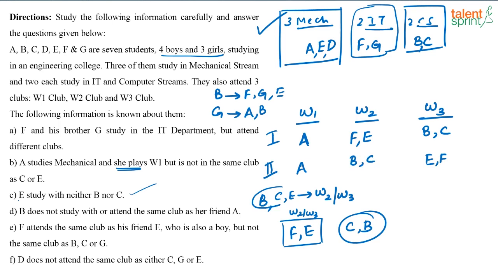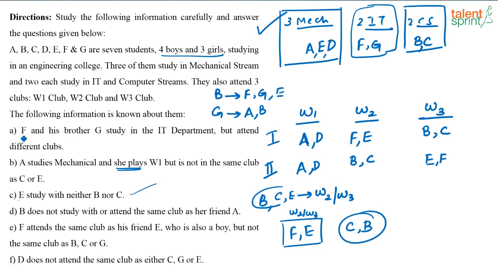Then the last statement says D does not attend the same club as C, G or E. So D does not attend the same club as C or E and also G. So obviously D has to be here, right? D has to be with A. Now where do I put G? That is the only person who is left to put in a club, G.